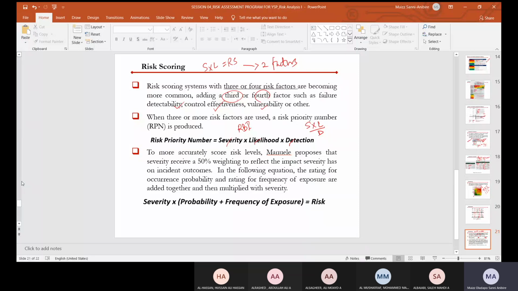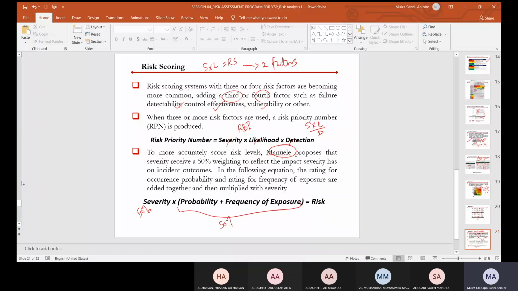So here it says, to more accurately score risk levels, Manuel, one of the authors on safety management, proposes that the severity receive 50% weighting to reflect the impact severity has on incident outcomes. In the following equation, the rating for occurrence probability and rating for frequency of exposure are added together and then multiplied with severity. So Manuel is proposing a different formula here, that severity should take 50% of the entire risk, while probability and frequency should take the other 50%.